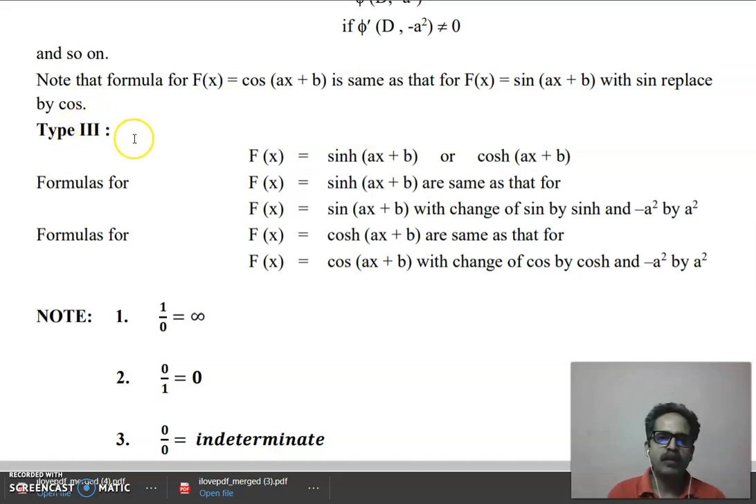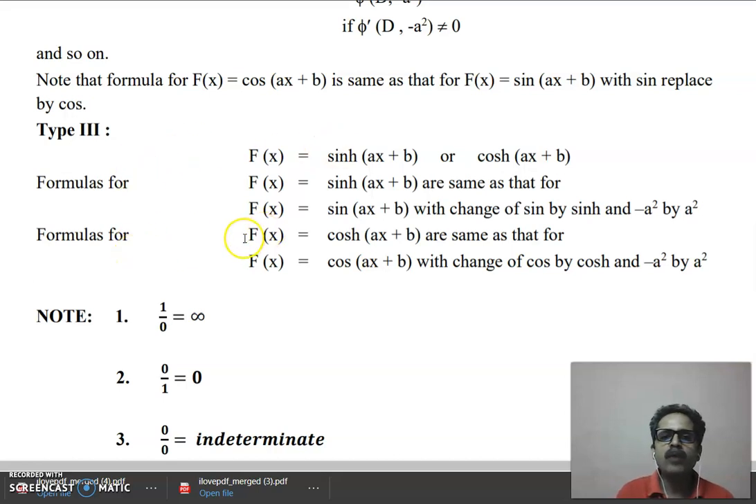Let's see now third type, where f of x is hyperbolic functions sinh of ax plus b or cosh of ax plus b. Look at here now. The formula for sinh of ax plus b are same as that for f of x equal to sin of ax plus b with a change of sin by sinh and minus a square by a square. That means here we have to replace D square by a square, and we have to keep D as it is.